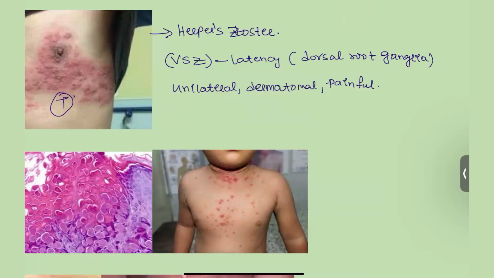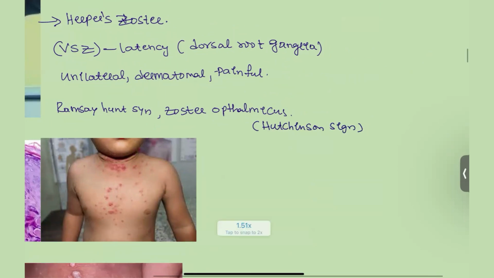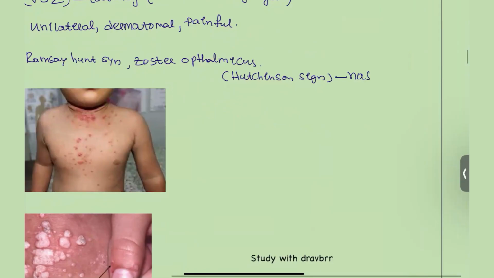And what are the other forms presented with herpes zoster? Ramsay Hunt syndrome, and also zoster ophthalmicus, where you will see a positive Hutchinson sign. What is meant by the Hutchinson sign, guys? This involves the nasociliary nerve near the nasal region.